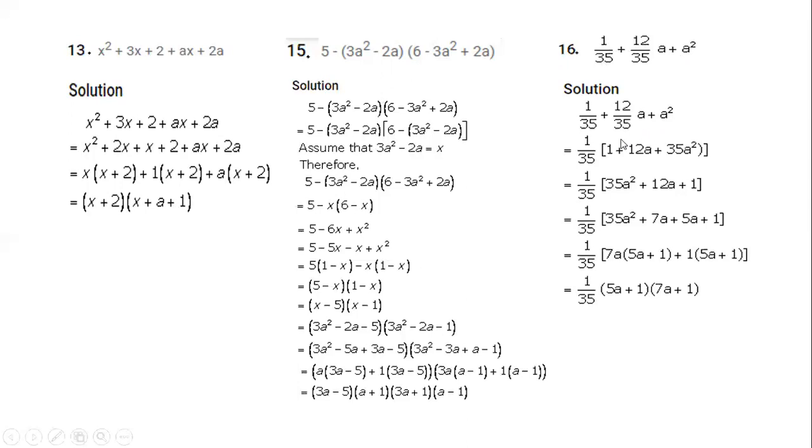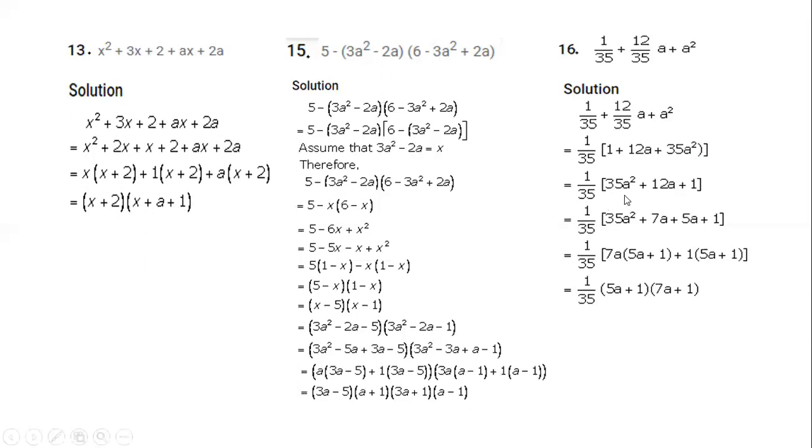So first I am going to take out 1 by 35 as the common value. Then this is equal to 1 plus 12a plus 35a square. I hope you all know why this a square will become 35a square. Because we have taken out 1 by 35 as the common quantity, here only 1 is there, so we have to multiply this term by 35. So the given expression can be written as 1 by 35 into 1 plus 12a plus 35a square.